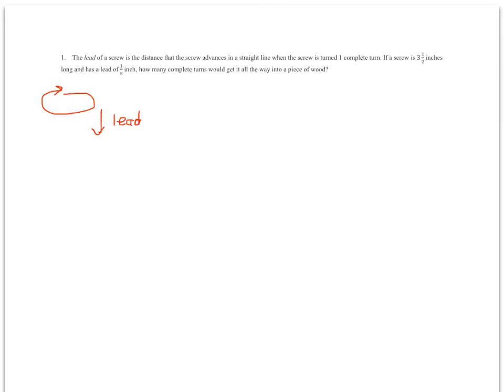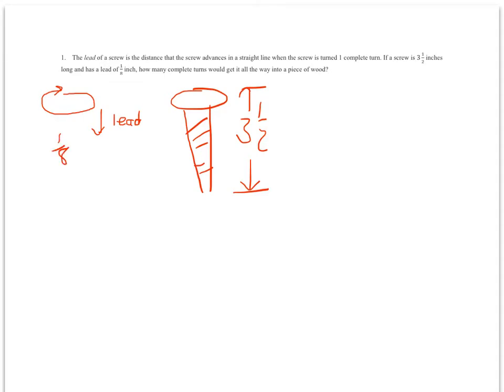If a screw is 3.5 inches tall, or long, it should say. So here's my screw, it's 3.5 inches from the top to the bottom, and has a lead of 1/8 of an inch. So the lead is 1/8. That means every time you turn the head of this screw, it's going to go into the wood 1/8 of an inch. How many complete turns would get it all the way into the wood?